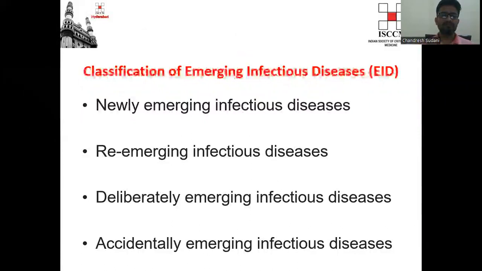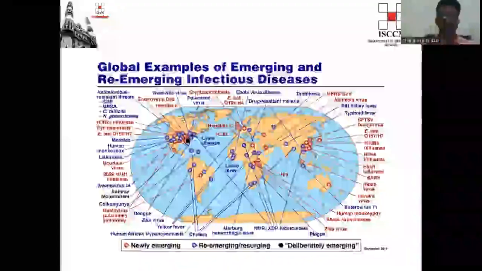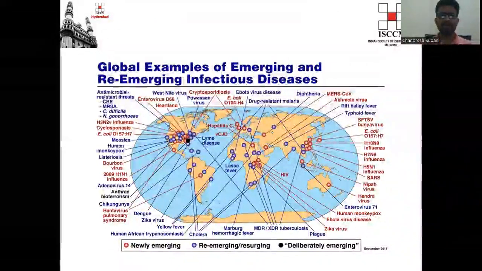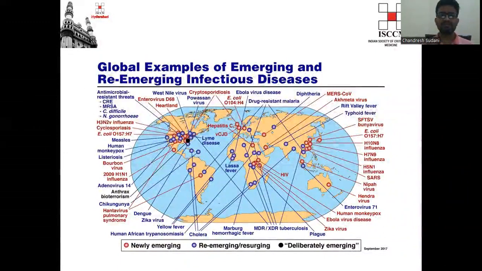Deliberately emerging disease means a disease which is created by humans for bioterrorism. For example, in World War I and World War II, anthrax was used as a deliberately emerging infectious disease. And accidentally emerging infectious diseases are those which are created by humans mostly because of some error. For example, vaccine-derived poliovirus.